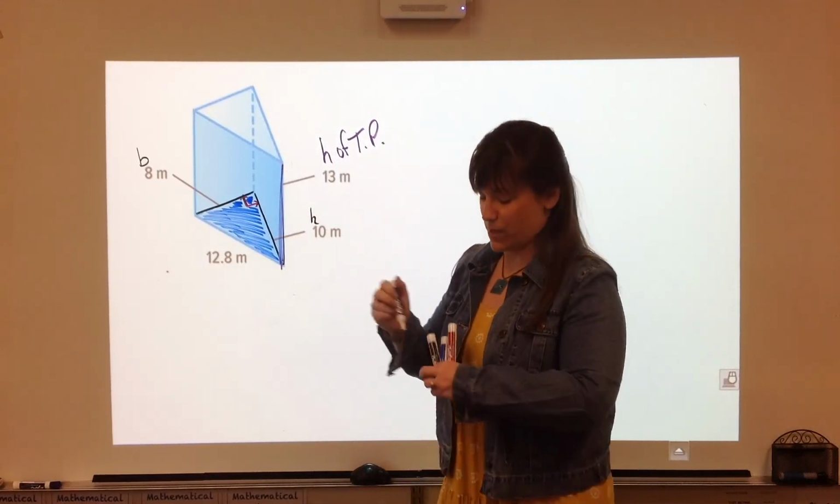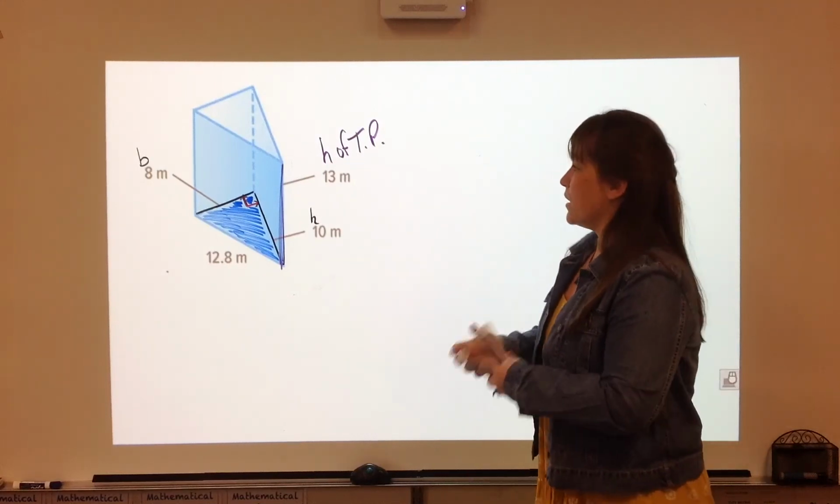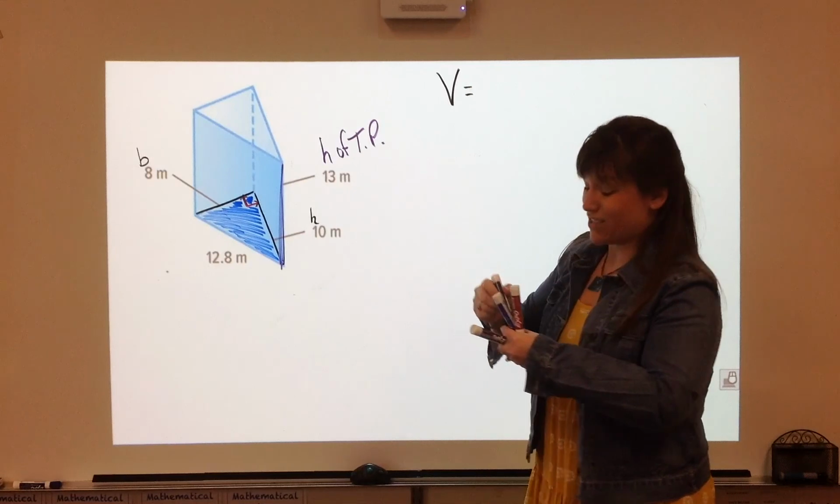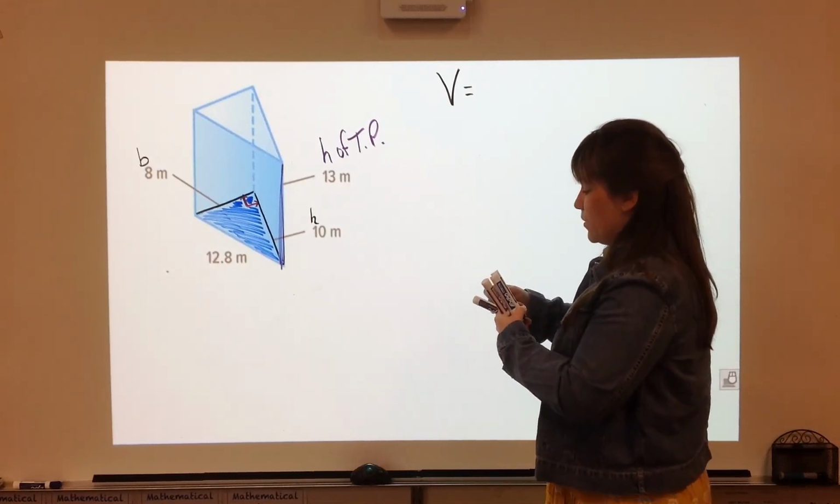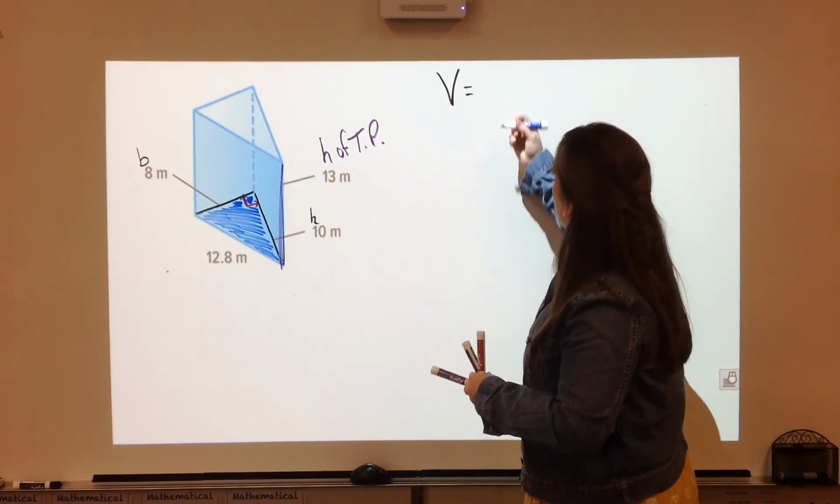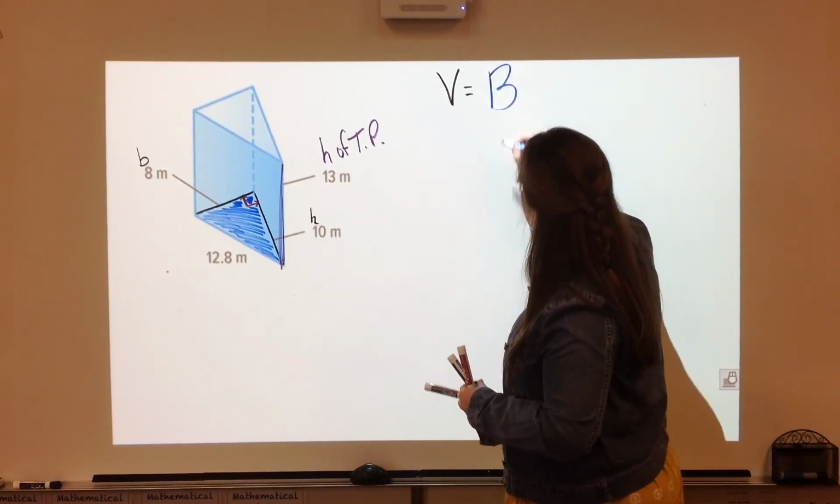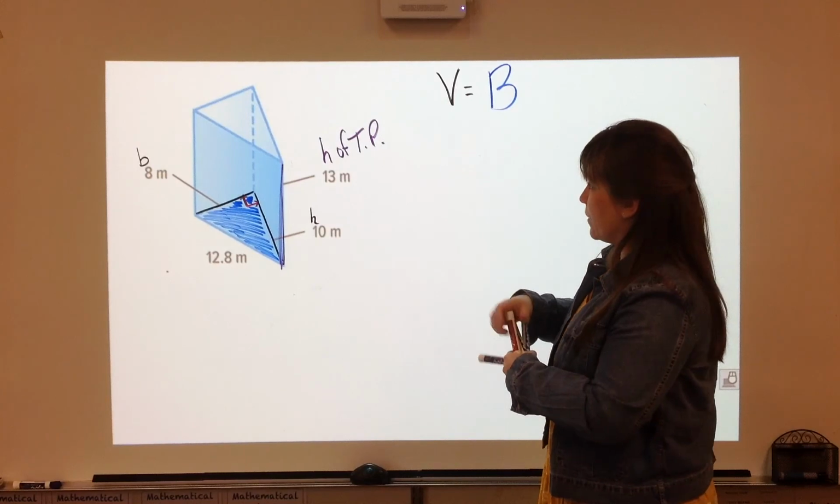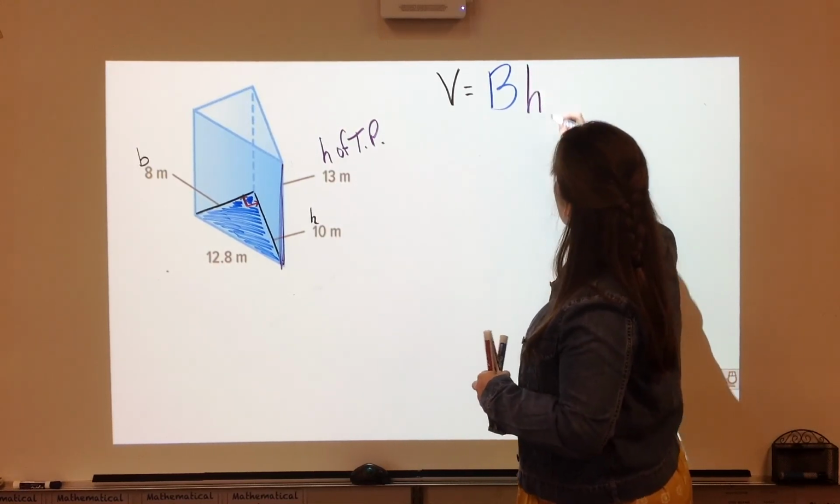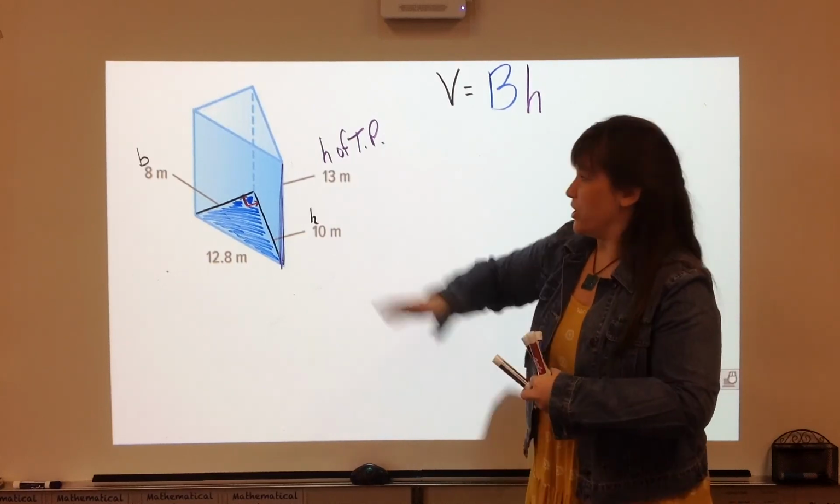That's what we need in our formula as well. So let's write the formula out. I'm going to use colors to make this easier. I suggest that you do the same. Strongly suggest. So volume equals, I'm going to draw my big B in blue, and then my height is going to be purple. So the area of the base, I shaded in blue.